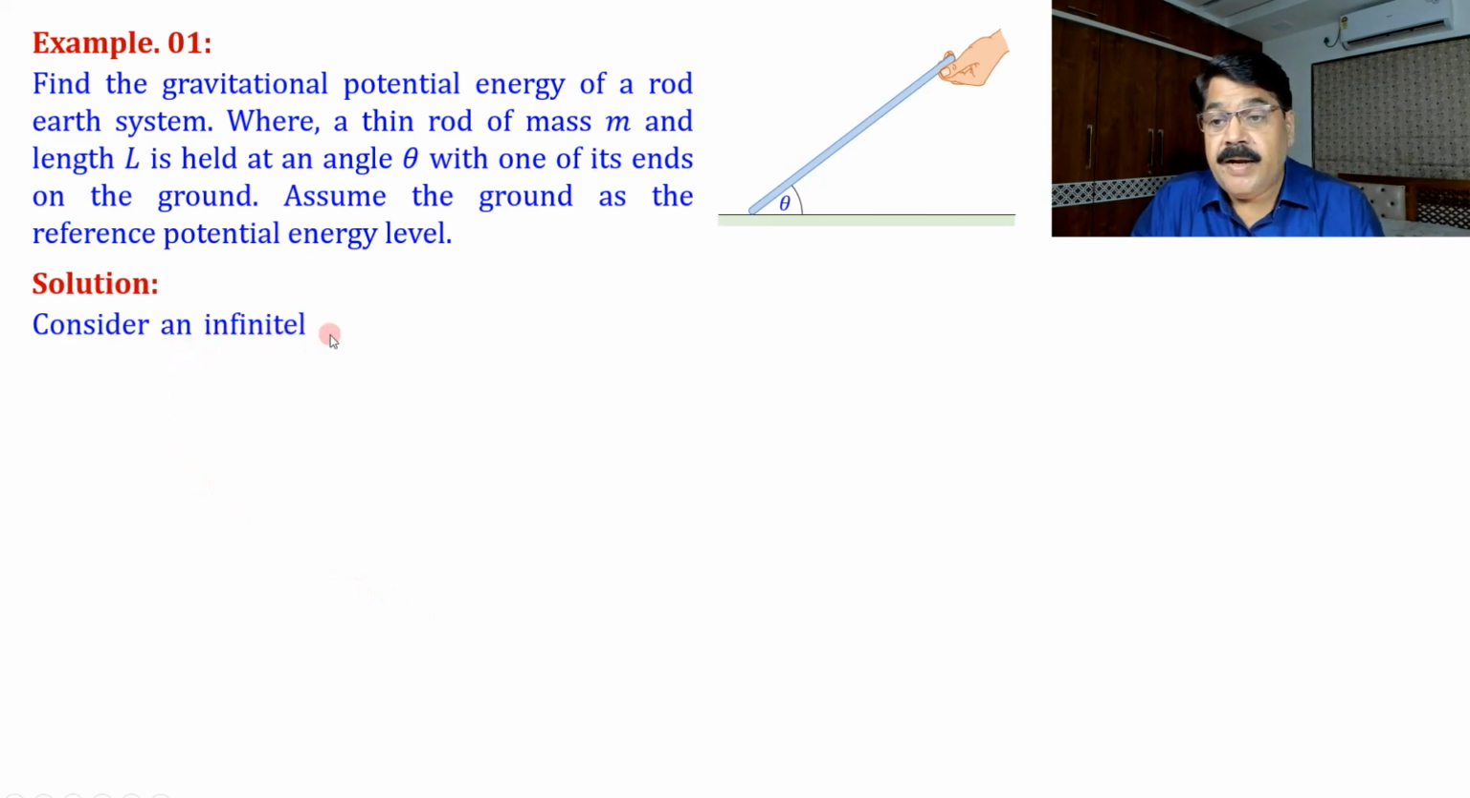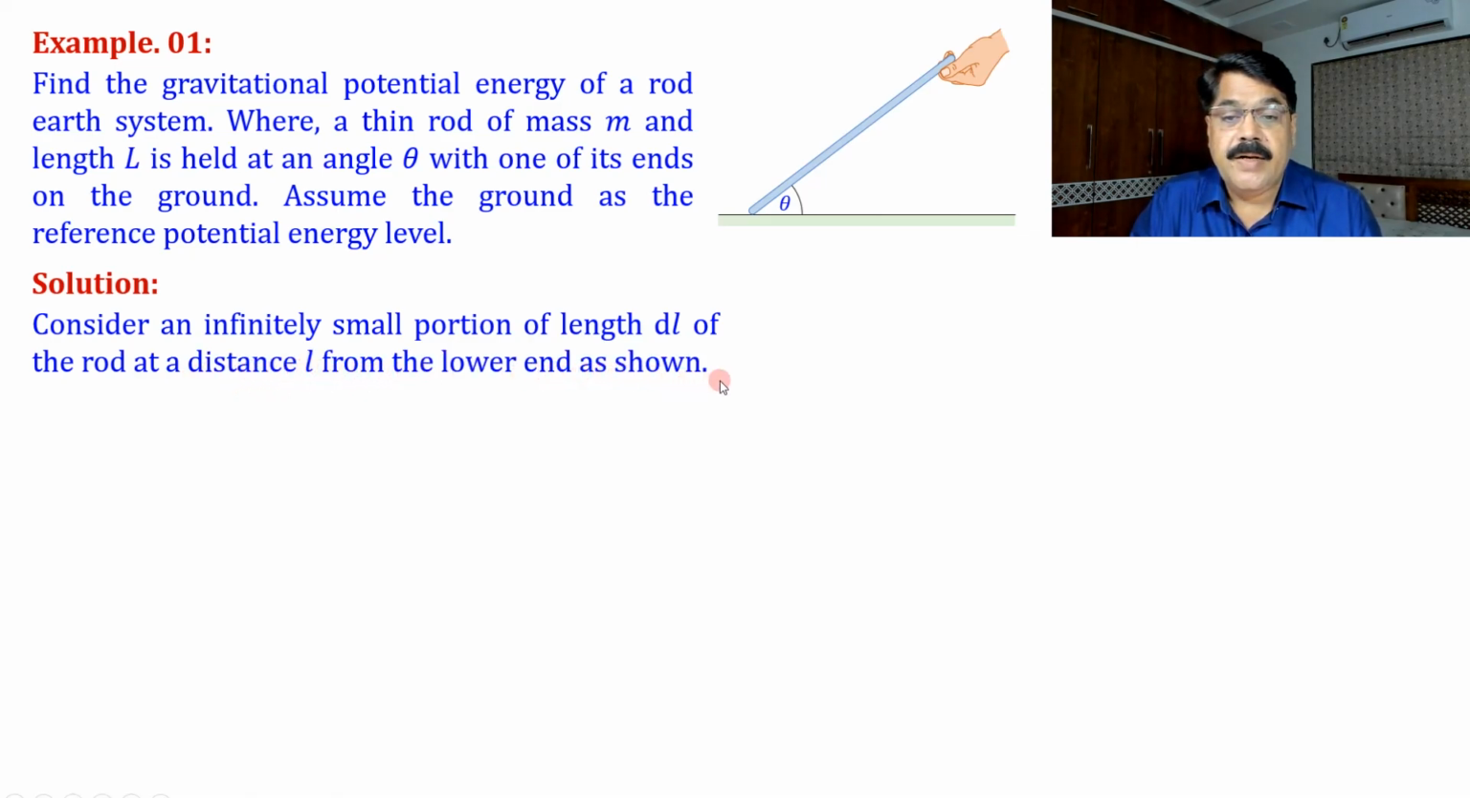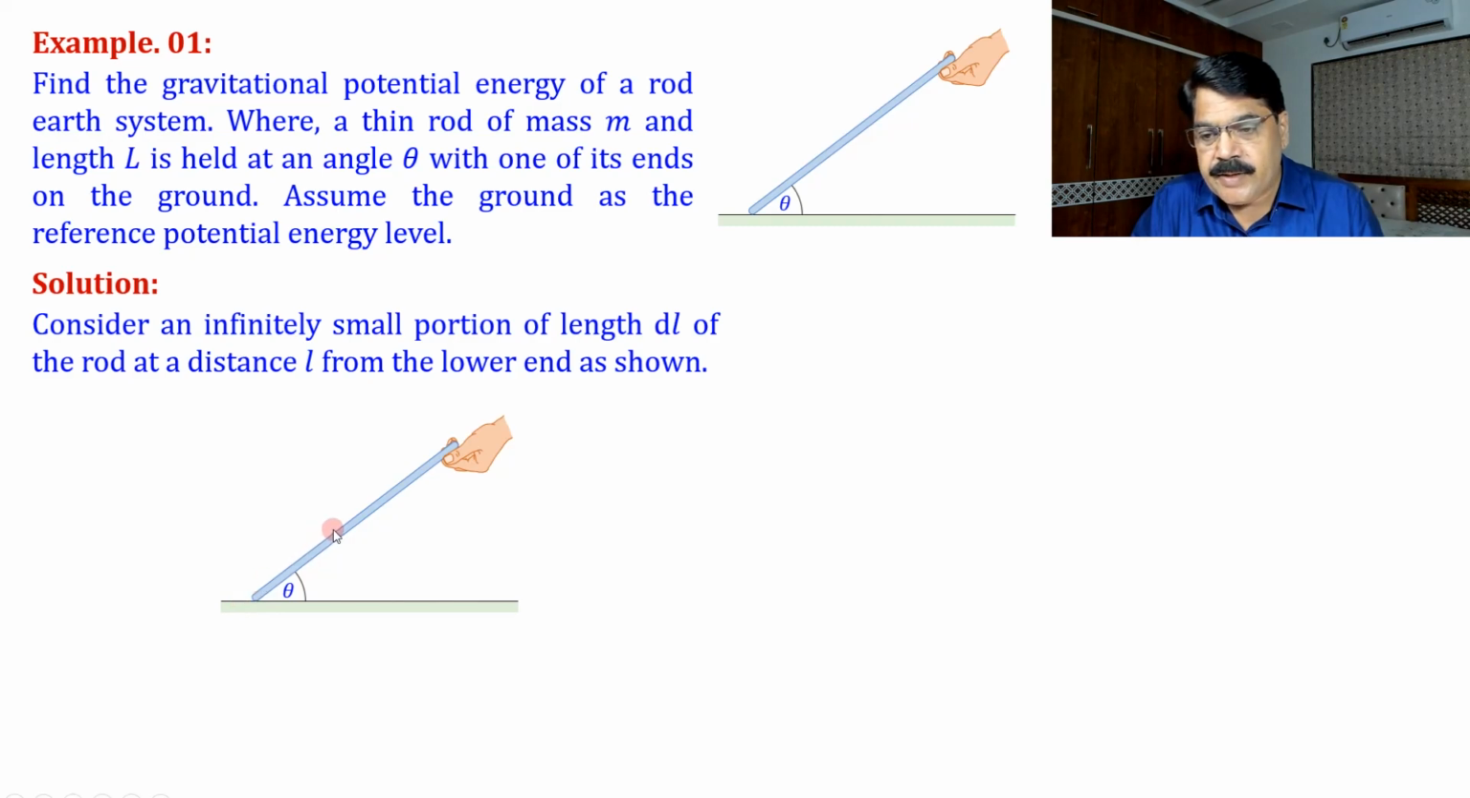Consider an infinitely small portion of length dl of the rod at a distance l from the lower end, as shown in the figure here. We are again reproducing the figure. Now from this end at a distance l, we assume an infinitely small portion of length dl. Of course, this portion is shown with a finite length, but mathematically we have to assume it is infinitely small, just like a particle. And we can see the height of this portion is, say, h. So h is equal to l sin theta. Very easy. This length is l, so this is l sin theta.